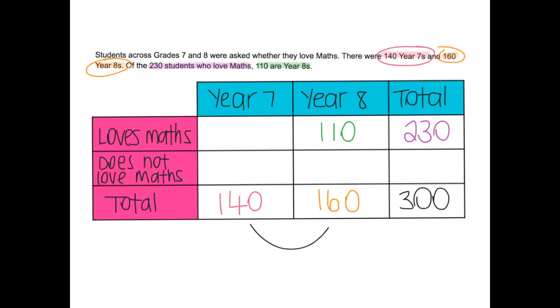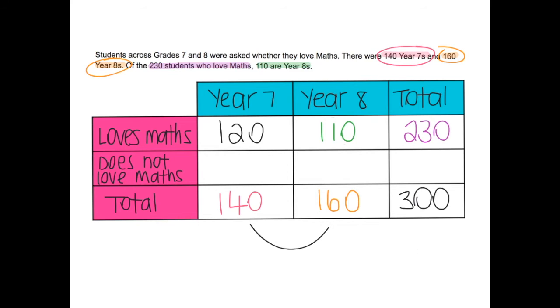So I can just take 110 away from 230, which gives me 120. So the total number of students who love maths minus the number of Year 8s who love maths, which I am given, gives me 120 Year 7s who love maths. I can now see that all of the columns have enough information for me to work out the remaining numbers. I have all the totals and all the number of students who love maths.